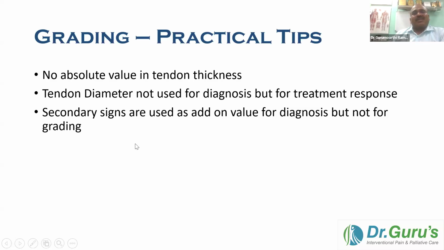So again, I had told you there are secondary signs which always give you an add-on value. Bursitis, like subacromial subdeltoid bursitis, and bony erosions may give you an add-on sign, but they are not used for grading. The grading is basically based on your tendon thickness, your fibrillar pattern, and your hypoechogenicity, right?